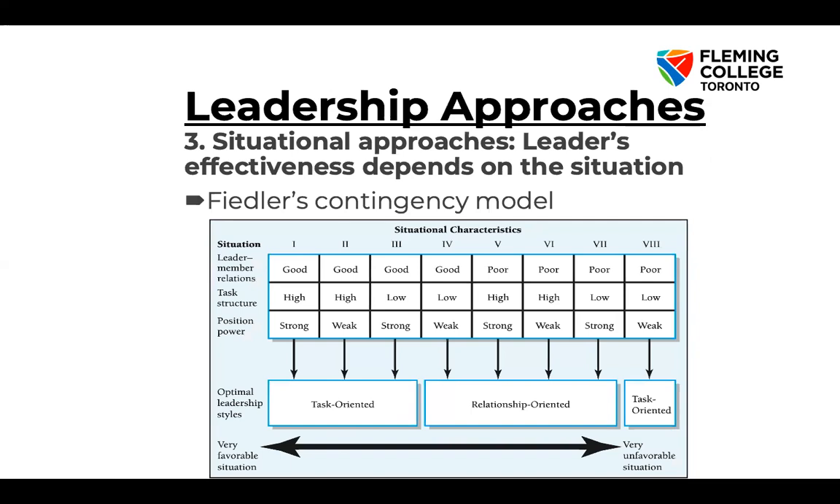Now, let's talk about leadership approaches. So there are some situational approaches. Leaders' effectiveness depends on the situation. Whenever we have a different kind of situation, how you react and how you change your approach becomes very important to manage a project or any operation.